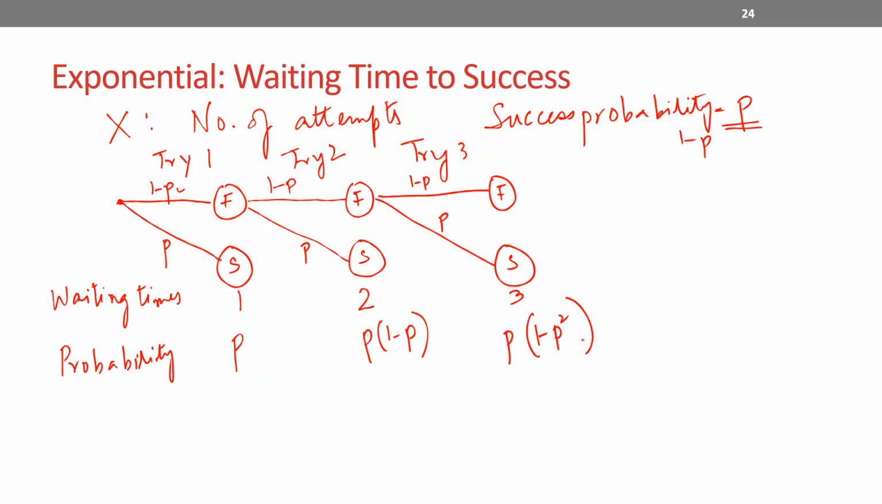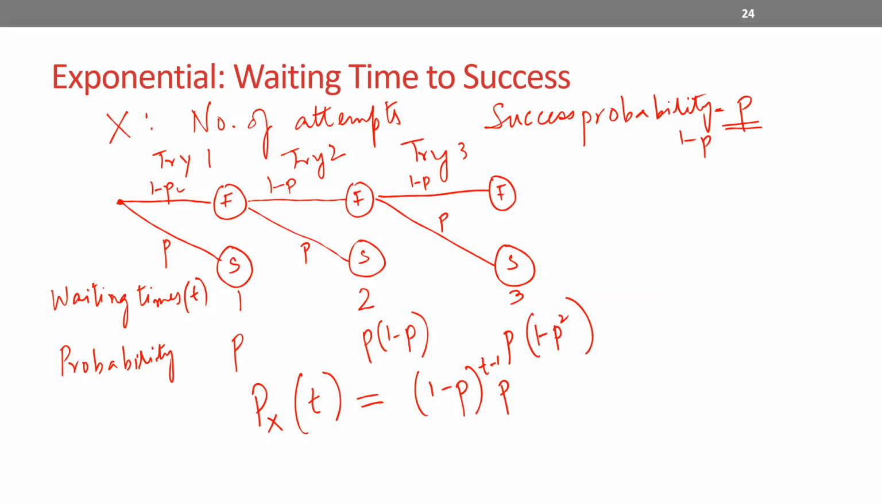squared, and so on. Right, so in general, if the waiting time is t, such that the first t minus 1 trials fail, then the t-th one succeeds, right? So if I'm denoting these waiting times by t, this is what it means, right? And because trials are independent, for this experiment, I can write the distribution function for x, which is the number of attempts, over this waiting time t as (1 minus p) to the t minus 1 times p, right?